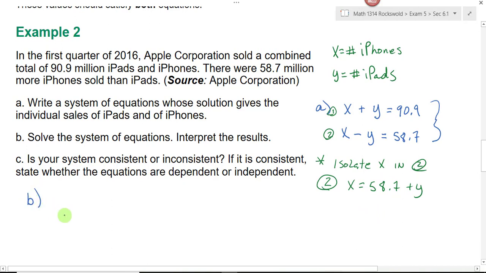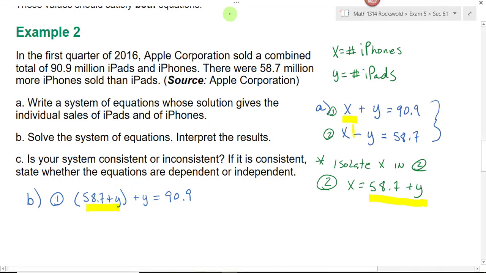So in using the substitution method, I'm going to take my equation 1, and in place of X, I'm going to plug in what I said X was equal to by isolating the X in equation 2. So I'm using equation 1, and instead of writing X, I'm going to write 58.7 plus Y, and then plus Y equals 90.9. Do you see how this is what I got when I solved equation 2 for X? I then substitute that into equation 1 in place of X, and now I've got one equation with one variable, and I can solve that.